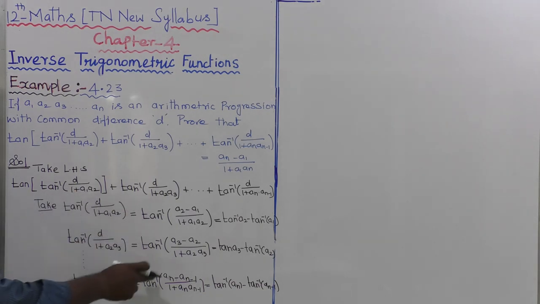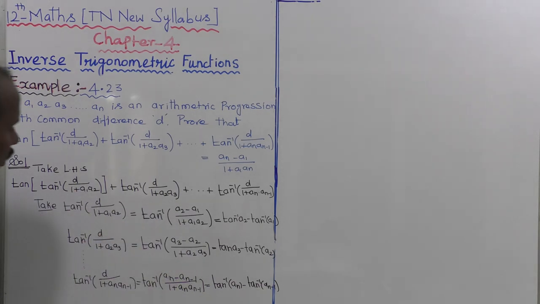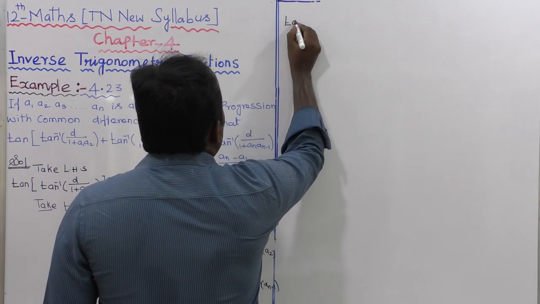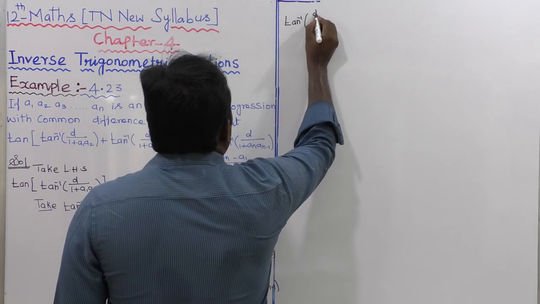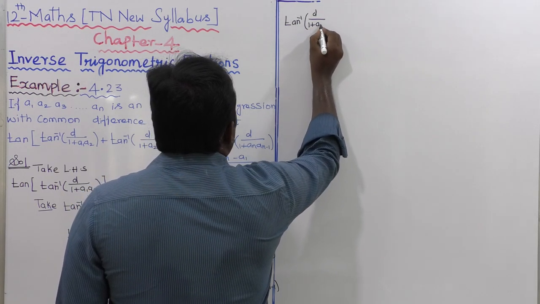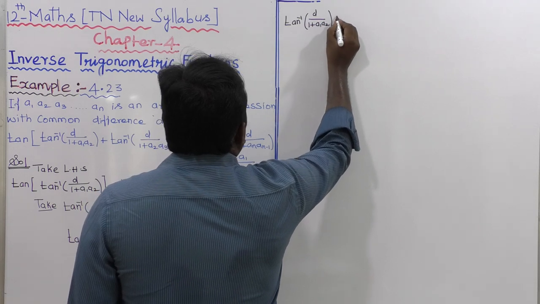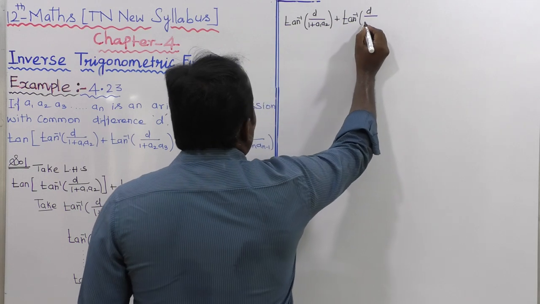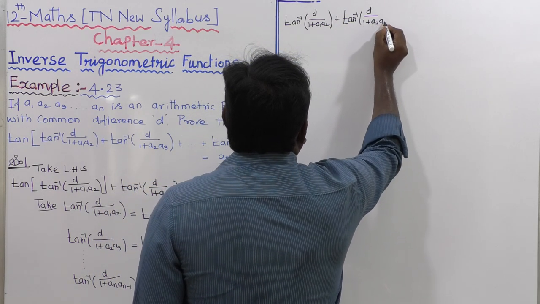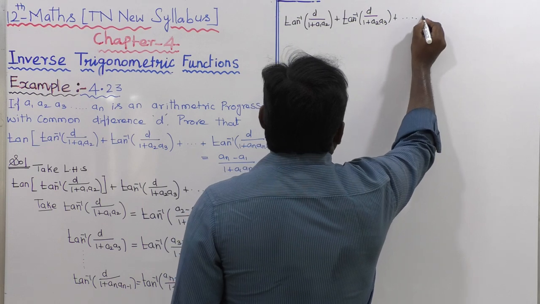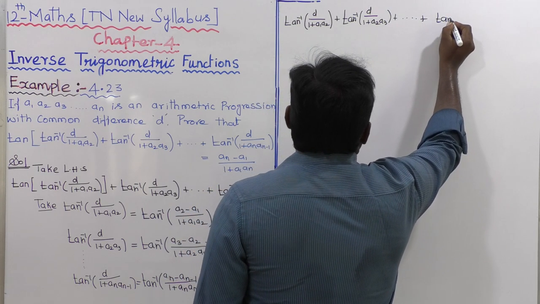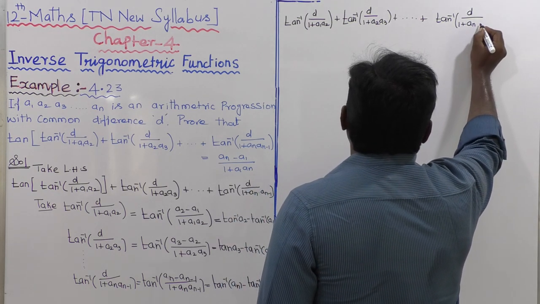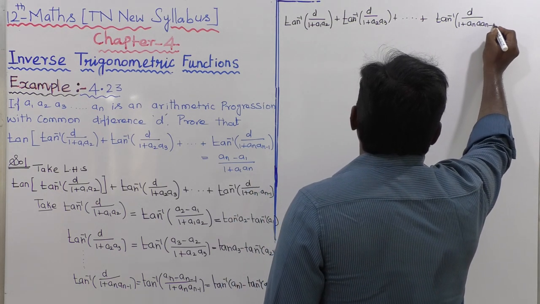Okay. Adding vertically the terms. So that is called the first term, second term, third term, fourth term. The first term means tan inverse of D divided by 1 plus A1 A2. Okay. Next plus tan inverse of D divided by 1 plus A2 A3, plus and so on, plus tan inverse of D divided by 1 plus AN and AN minus 1. Okay.